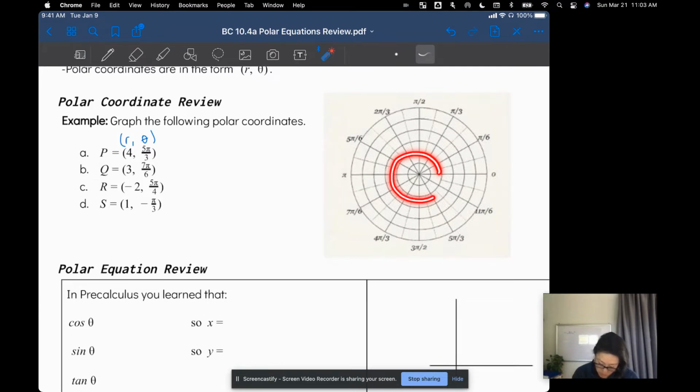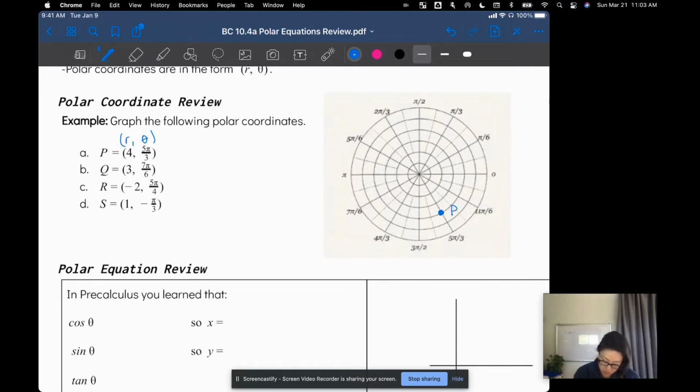That's in the fourth quadrant, and then I need to go out 1, 2, 3, 4 units. So our point P would be right here.